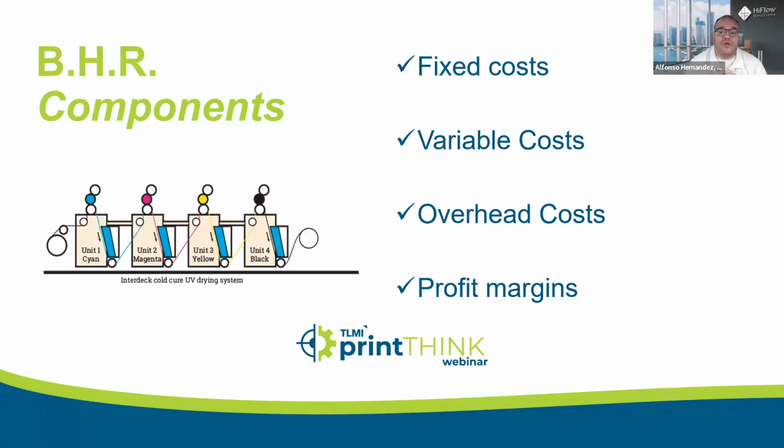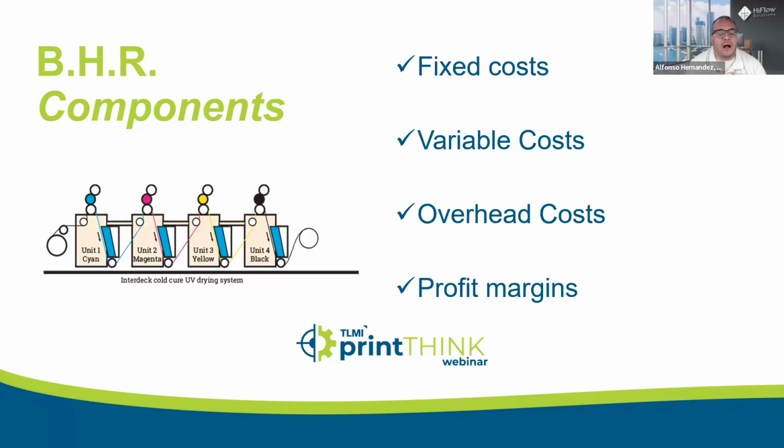Some of the components that we'll be going over later on how to calculate a BHR include fixed costs. Now, fixed costs are items of your expenses that do not fluctuate and stay consistent during your financial period. So that can include leasing, costs of equipment financing, insurance, building costs. Variable costs, on the other hand, are fluctuating costs within your production. This includes consumables, energy, wages.